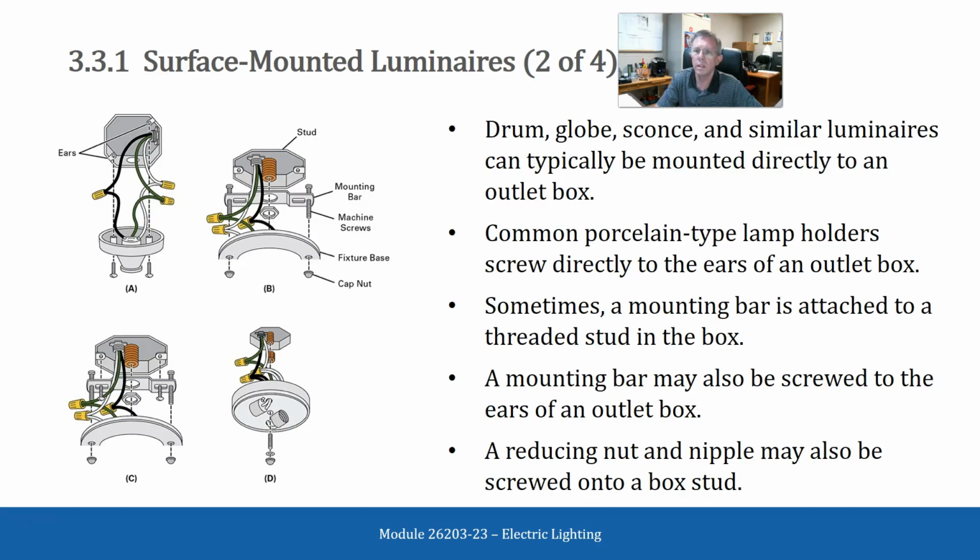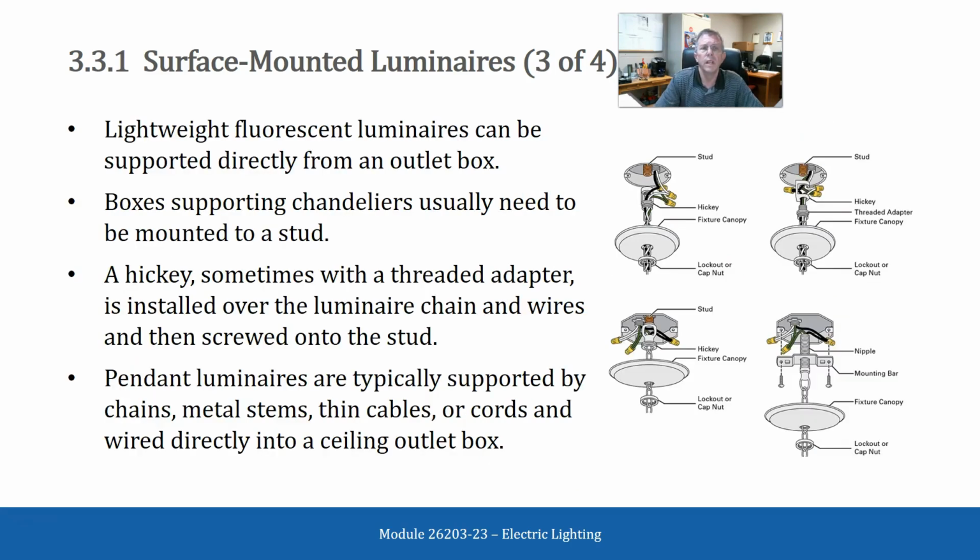Drum, globe, sconce, and similar luminaires can typically be mounted directly to an outlet box. Common porcelain-type lamp holders screw directly to the ears of an outlet box. Sometimes a mounting bar is attached to the threaded stud in the box. A mounting bar may also be screwed to the ears of an outlet box. A reducing nut and nipple may also be screwed onto a box stud. Lightweight fluorescent luminaires can be supported directly from an outlet box.